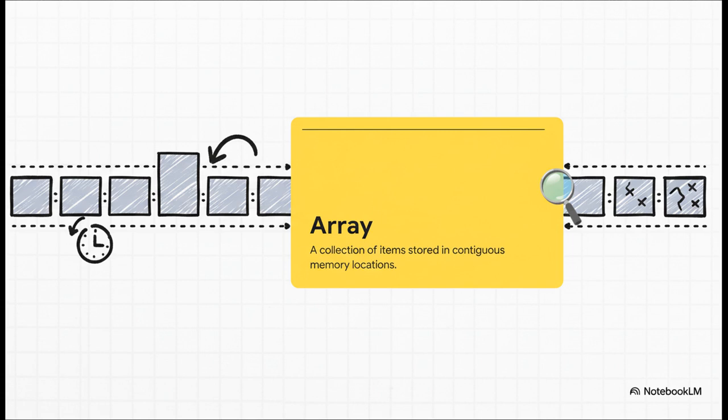Now, this is awesome for getting to an item fast. If you know its index, you can just jump straight there. That's what we call O(1), or constant time. But that same feature, well, it's also its greatest weakness.